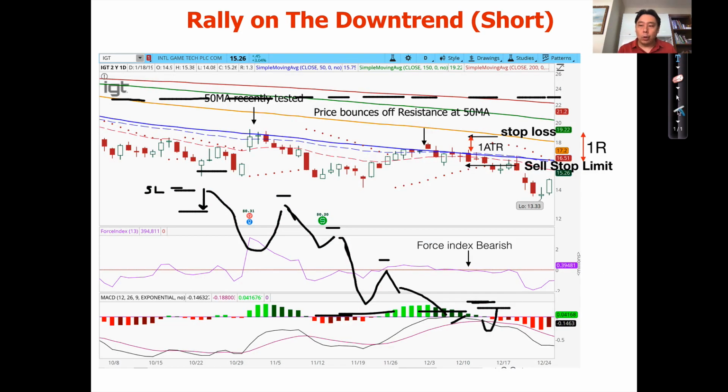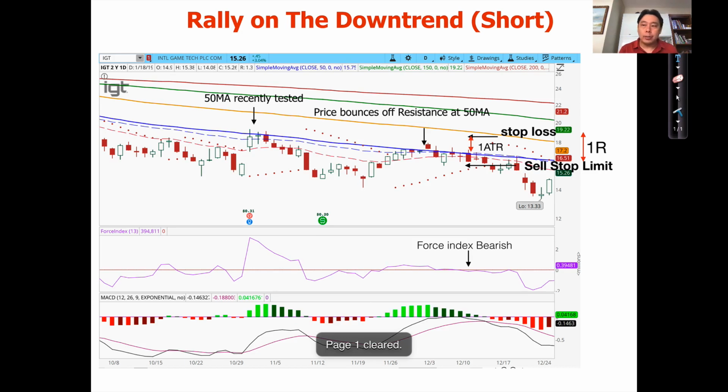Let's take another look at another example. So this is IGT, and let's see if you can identify the short setup. So again, we have a clear downtrend, all right? 20 EMA below the 40 EMA, the 50 simple moving average below the 150 simple moving average. So all moving averages in a downtrend sequence. When there's a clear downtrend, we're waiting for a rally to hit a resistance level and enter as it continues down.